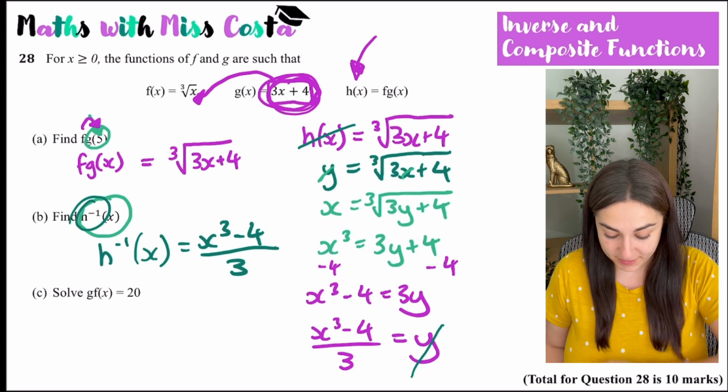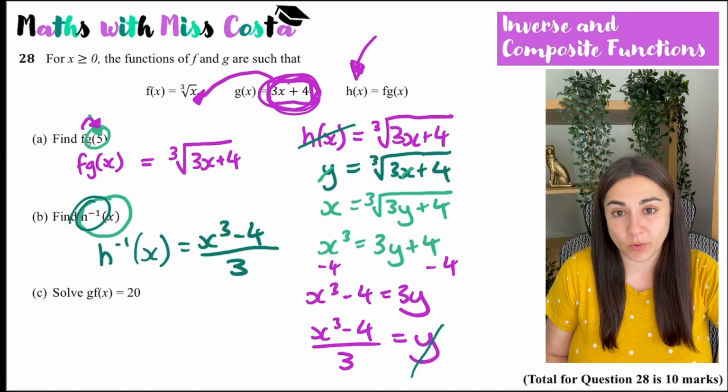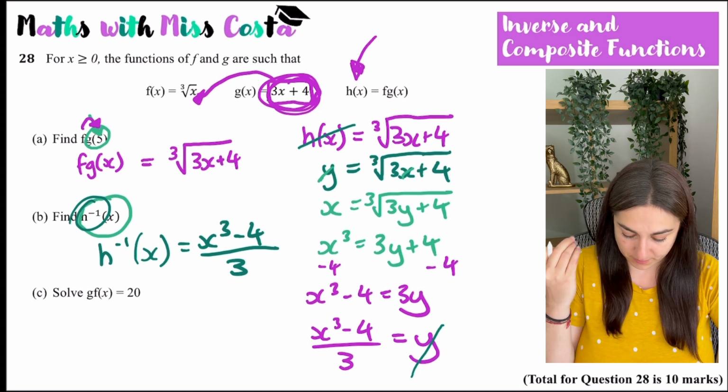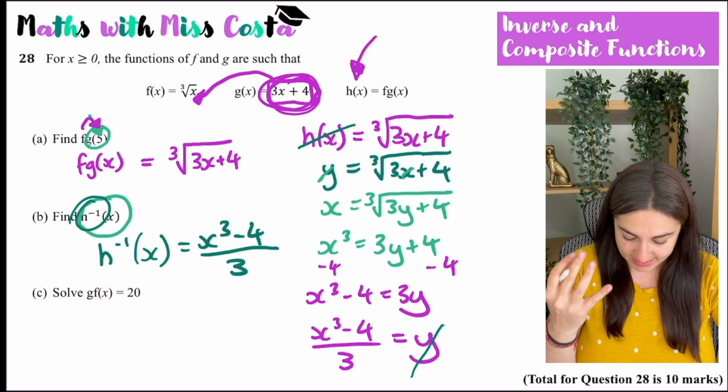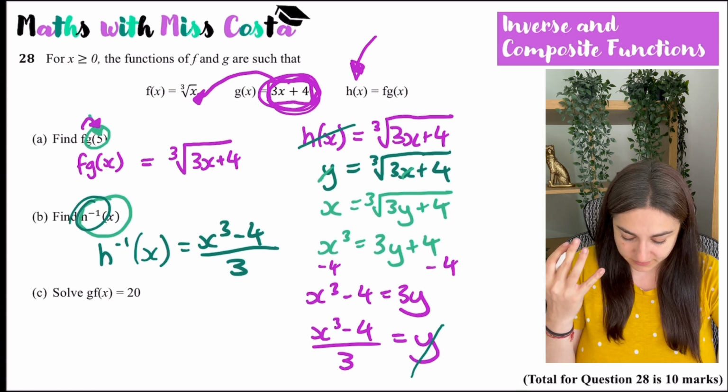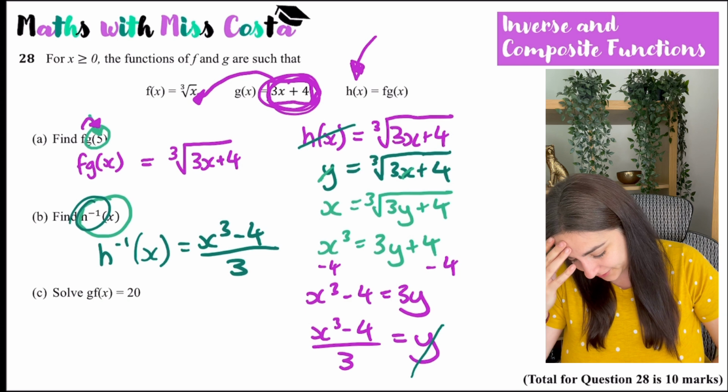So the key step is write it out as y equals, switch the variables, and then solve to make y the subject. What am I talking about?